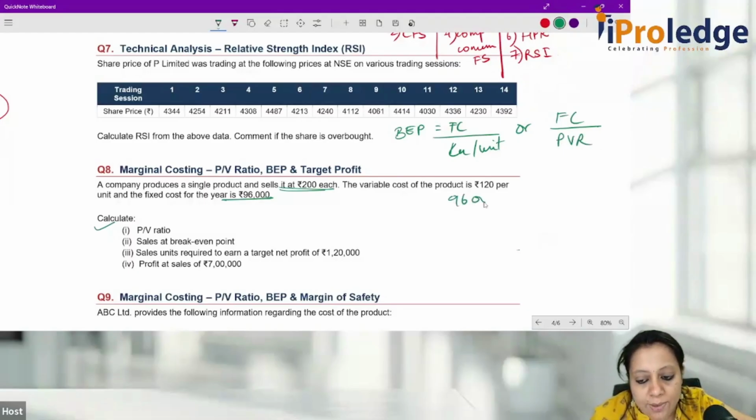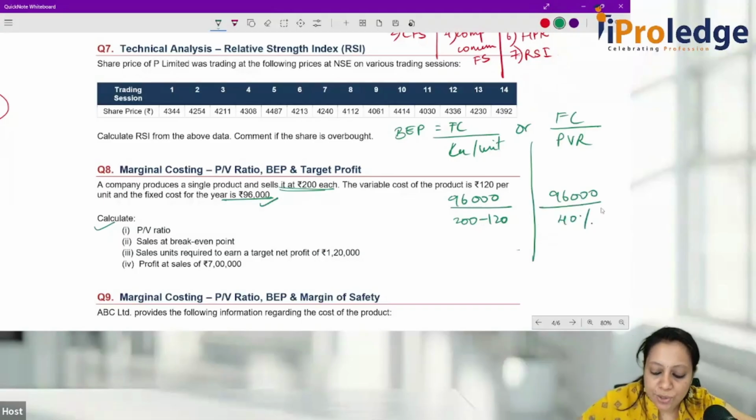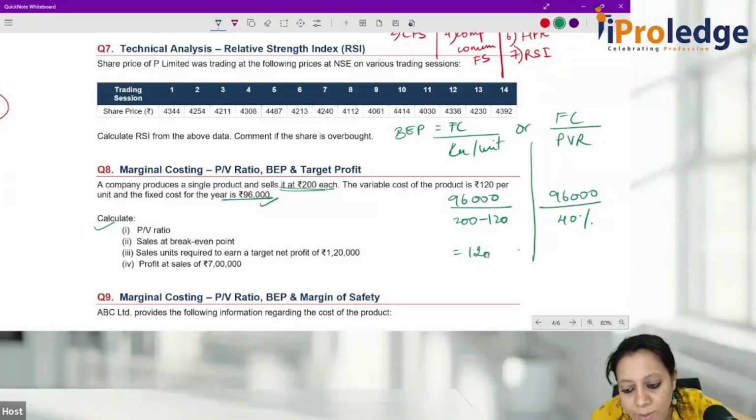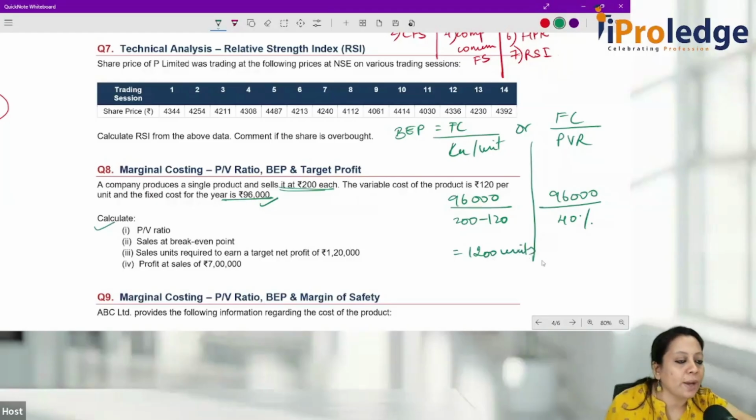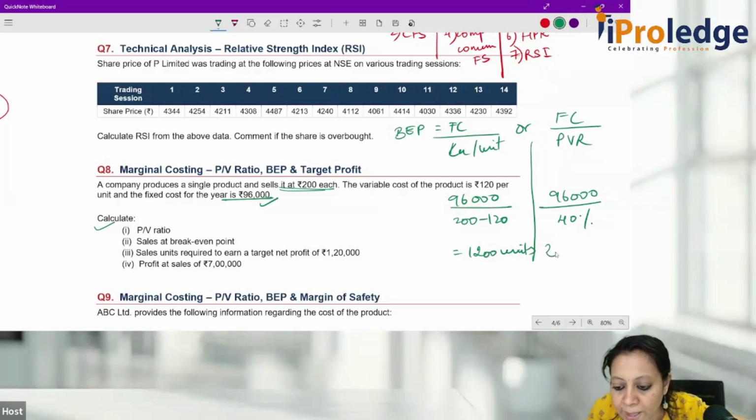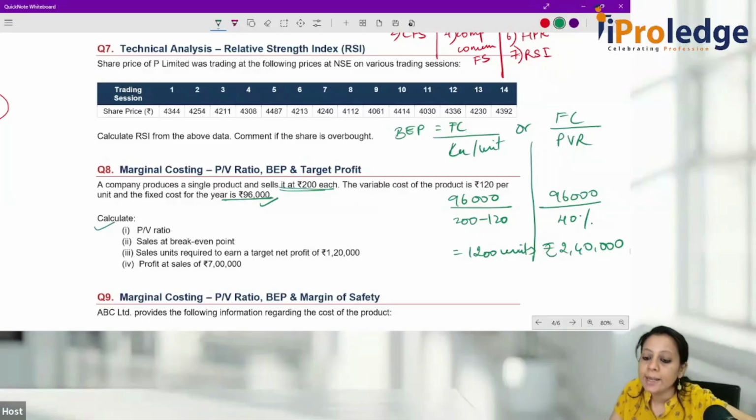Fixed cost is going to be 96,000 given in the question, divided by contribution per unit, which is 200 minus 120, 80. Then here fixed cost is again 96,000. Just now we did PVR was 40 percentage. So let us do both. 96,000 divided by 80, that means 1,200 units is the BEP. When you sell 1,200 units, you are able to reach a profit of zero. Okay. So 96,000 divided by 40 percentage, rupees 2,40,000 is the BEP sales. When my value is 2,40,000 sales, then I will get a profit of zero. So this we have done.